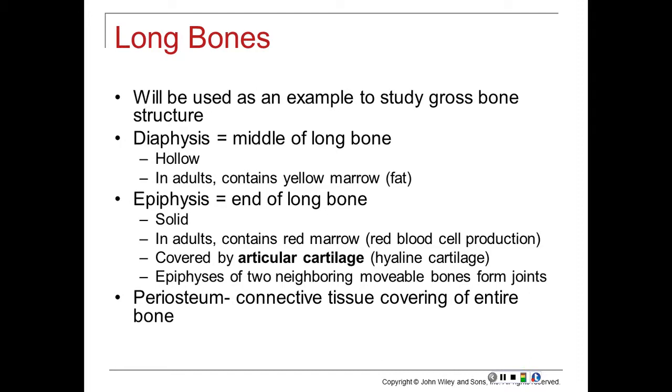The ends of the long bones are called the epiphysis. These are solid structures. In the adults, this is where the red bone marrow is. That's where red blood cells are produced. The outside edges of these ends are covered by articular cartilage, which is a special type of hyaline cartilage. The epiphyses of neighboring bones come together to form those movable articulations. The entire bone is covered by a little blanket called a periosteum that's made of connective tissue covering the entire bone.